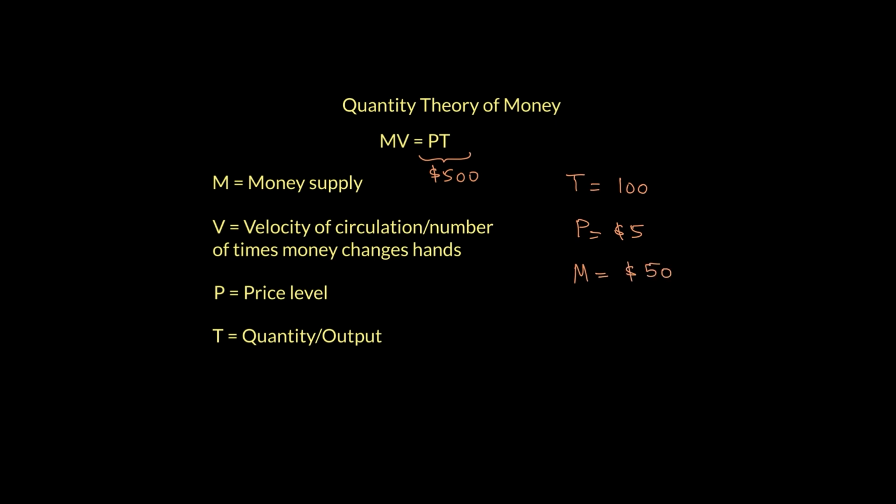Now, the value of transactions that you need to undertake is $500. Why? Because you had 100 units of a good at $5, which means you required $500. But the government only printed $50, which means velocity in this case, or the number of times money has to change hands in order for this transaction to take place, will be PT over M, which is going to be 500 over 50, or 10 times. So money will change hands 10 times to make sure that $500 worth of transactions have taken place.